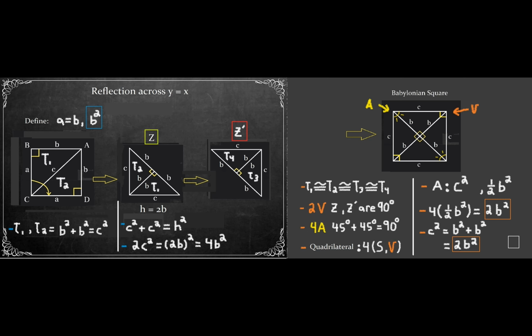We know c squared equals b squared plus b squared, which returns 2b squared. Since the orange boxes are a match, the sum of the areas of the 4 congruent triangles exactly equals the area of the larger square. Therefore, we have proved all the components of the new square. Nice.